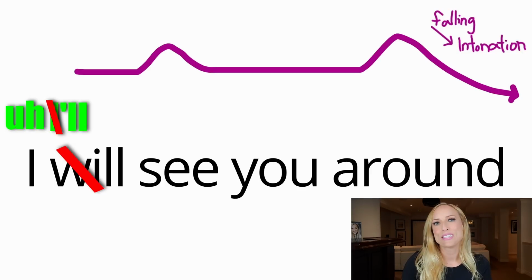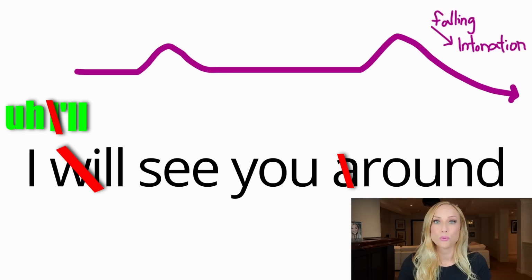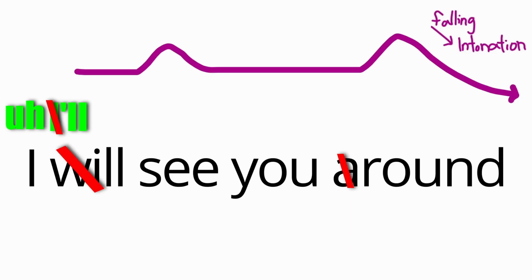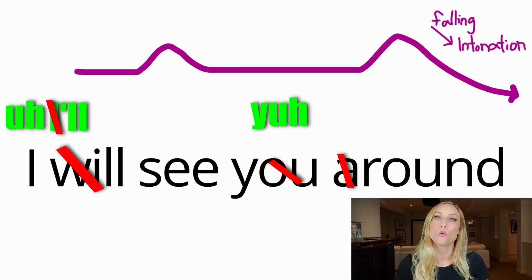The word around is reduced further to round in some instances, as well, indicating a more informal way of speaking. It will sound more like see round. I'll see you around. The word you is reduced to ya in unstressed words.